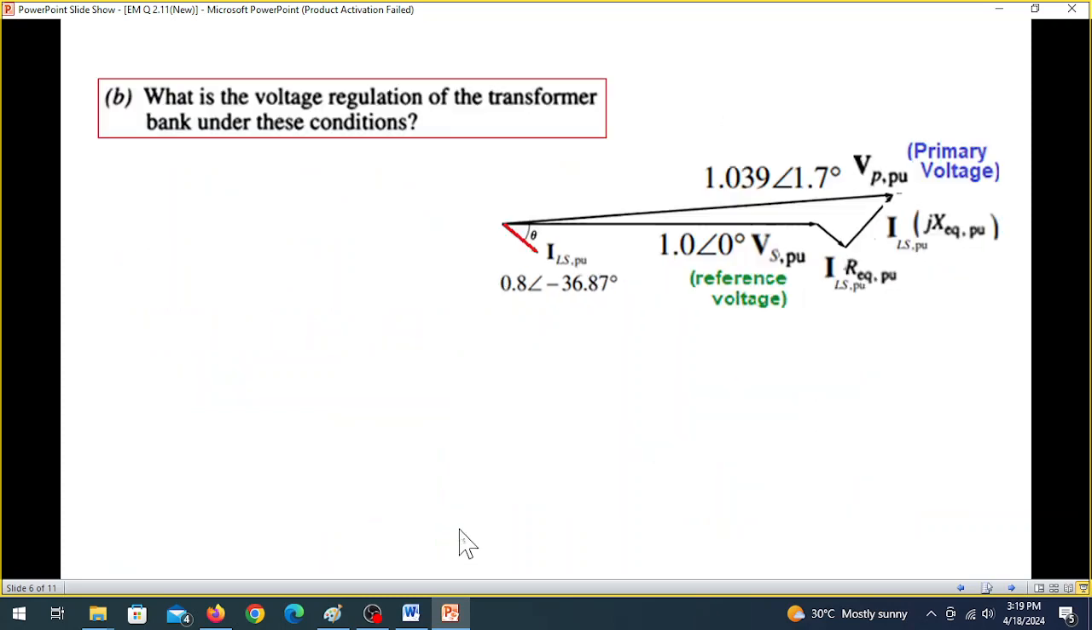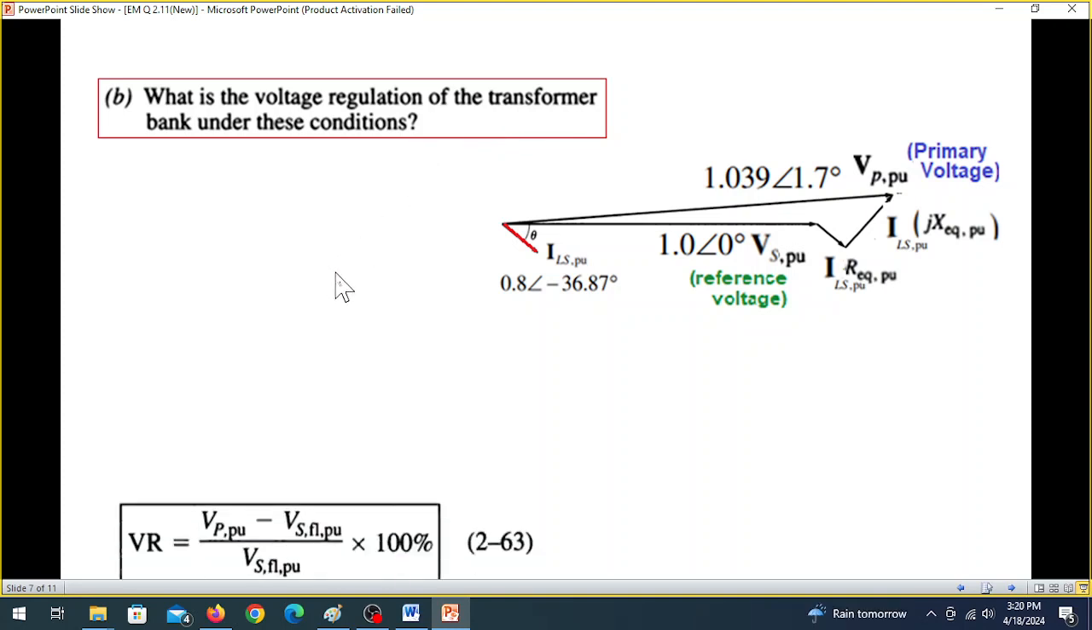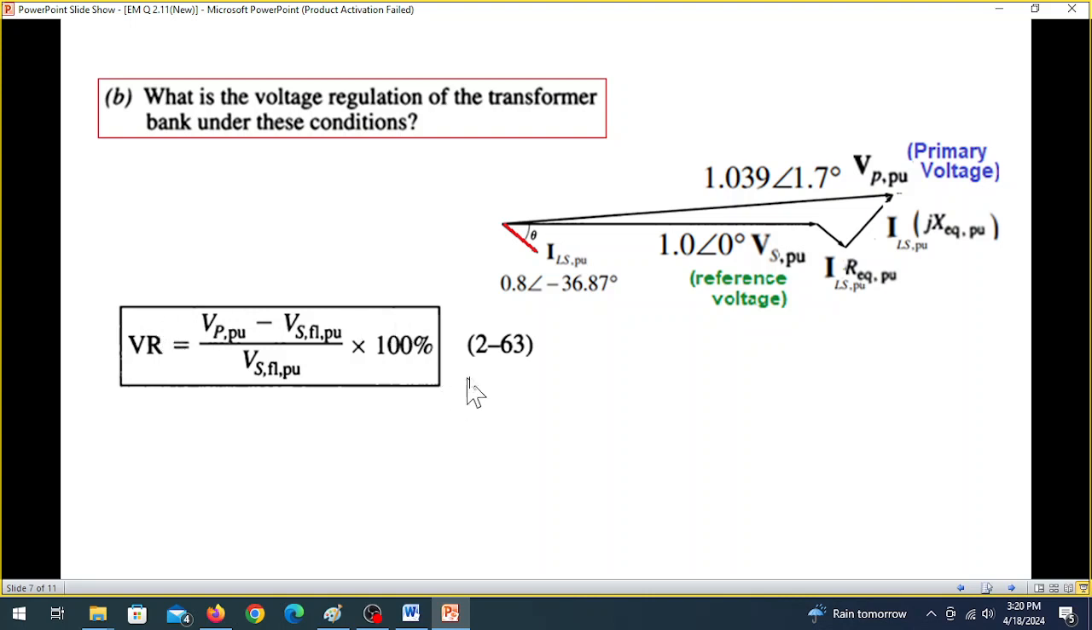Anyway, let's move next. Part B is, what is the voltage regulation of the transformer bank under these conditions? Now, this formula is used for voltage regulation when the items are in per unit. So we'll just follow this. And we have everything here. VP, this is VP 1.039. This is Vs, which is 1. And so plugging in the values, 1.039 minus 1 over 1, in percentage, so 3.9% is the voltage regulation.